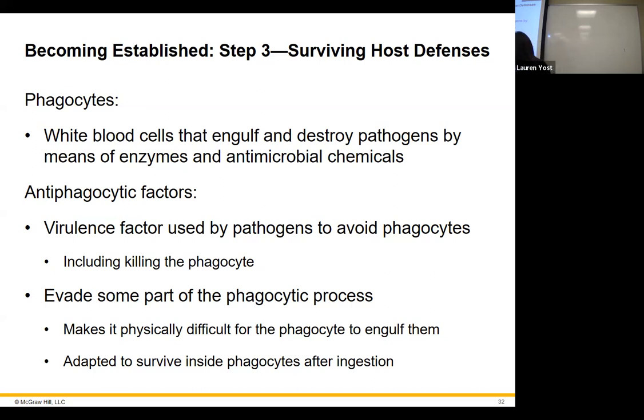The ones like the capsule here, it's making it difficult. And then, okay, yeah, killing the phagocyte, some of them make a toxin or something that could kill them, whatever.